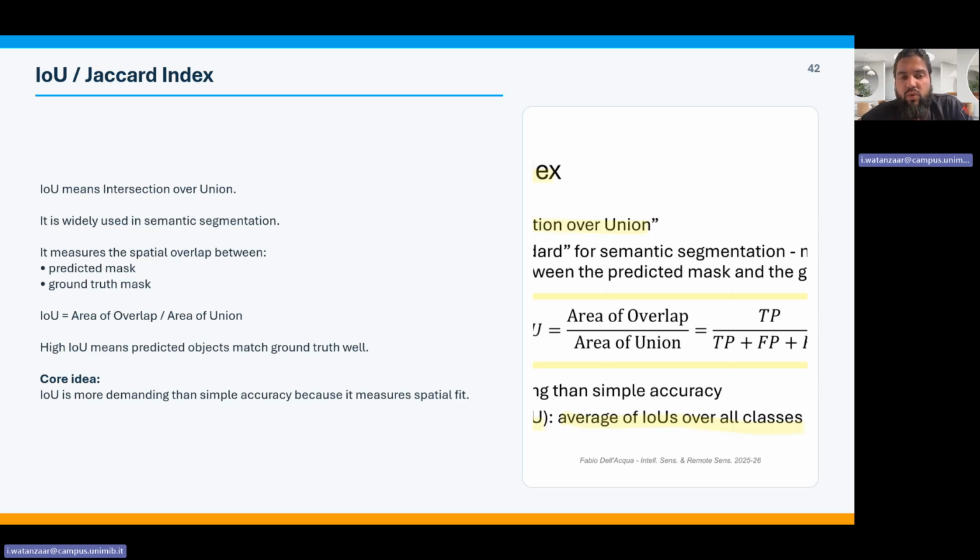The core idea is that it is more demanding than simple accuracy, since it measures the spatial fit more. In our case, we were looking at the spatial reflectance response and this kind of analysis. So to address the spatial fit, for the assessment after the classification is performed, we have discussed many operations: supervised classification, unsupervised classification, decision tree, random forest, SVM. Then we discussed the issues with traditional ML. We discussed the neural network classifier. Then we discussed the fully connected neural classifier, FCN.